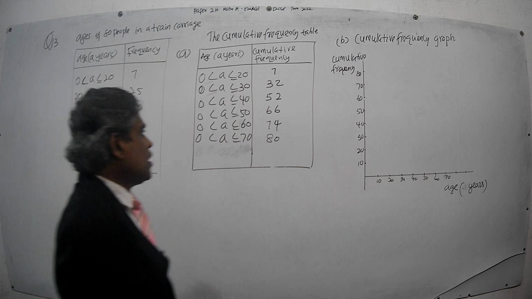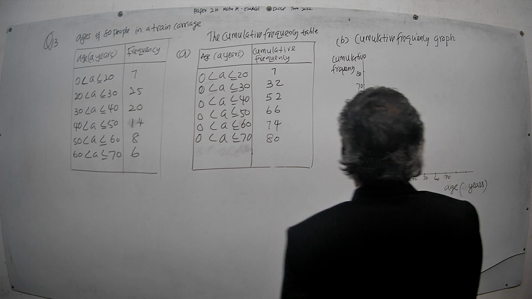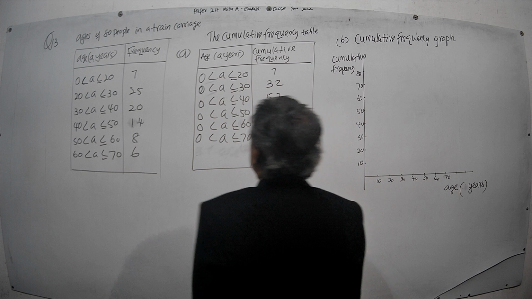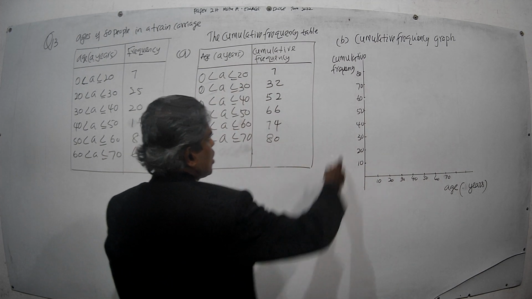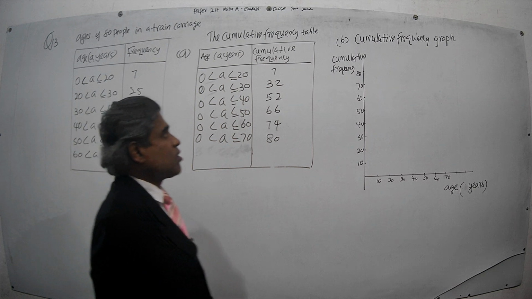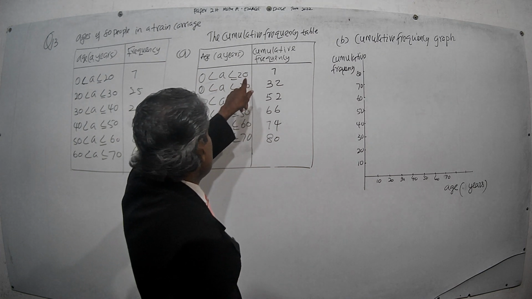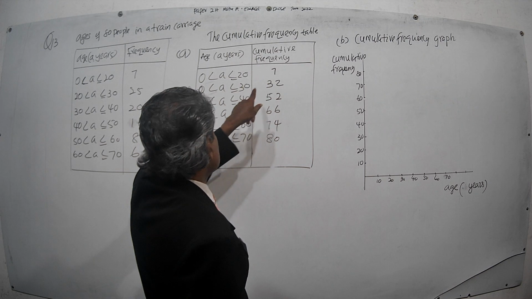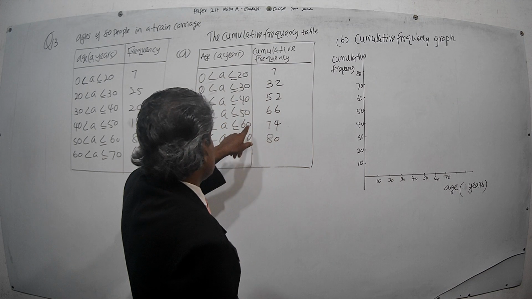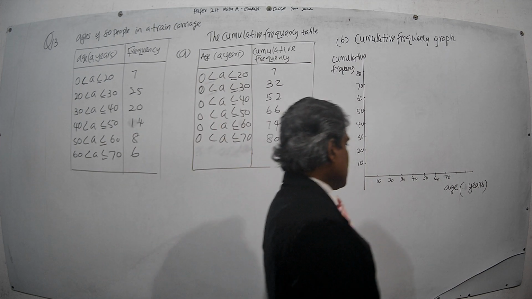Right. Okay. Now we are going to the second part. They ask you to draw the cumulative frequency graph. Right. The cumulative frequency graph is drawn between this age and these cumulative frequencies. You use this table to draw the cumulative frequency graph. Then here 0 you mark 7 with 20, 32 with 30, 52 with 40, 66 with 50, 74 with 60, and 80 with 70, like that. Right. Now we'll come to this one.